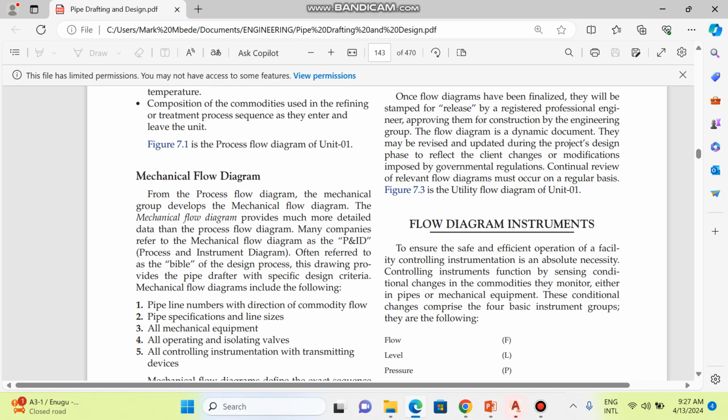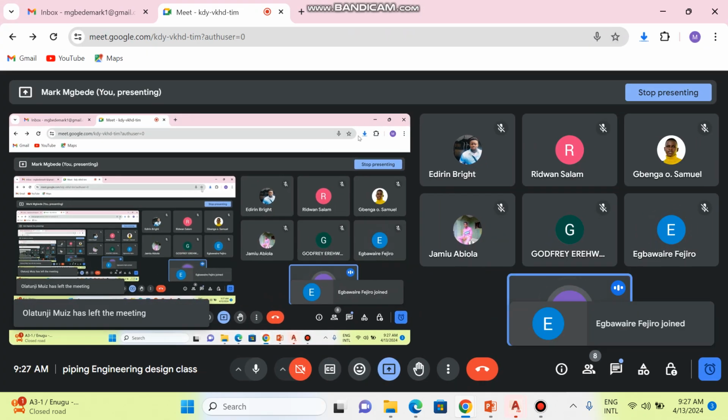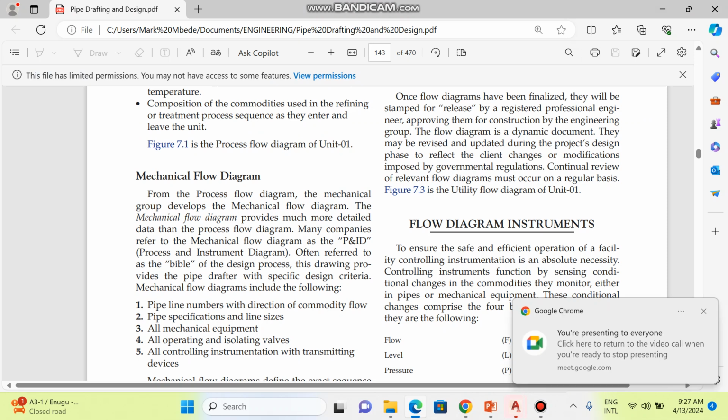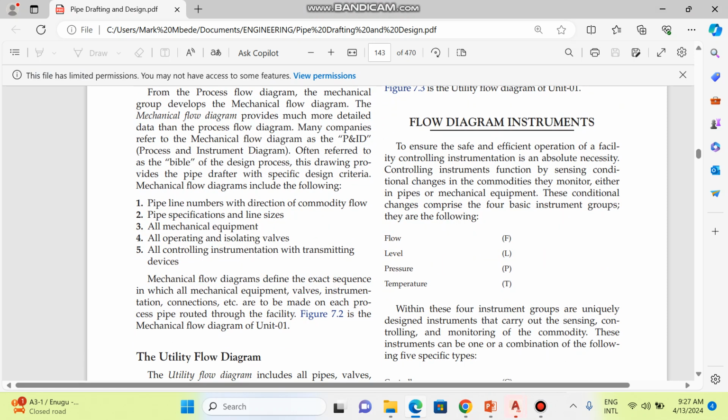So the mechanical flow diagram provides much more detailed data than the process flow diagram. Many companies refer to the mechanical flow diagram as P&ID, which is the piping and instrumentation diagram, or process and instrumentation diagram. It is often referred to as the Bible of the design process. That is why they call it the Bible. Truthfully, it is the Bible of the whole design process.